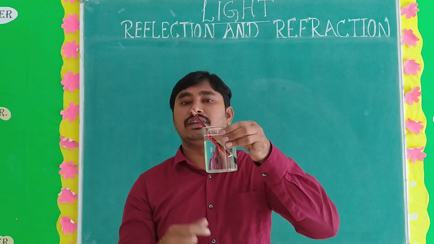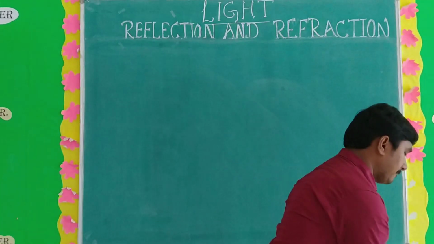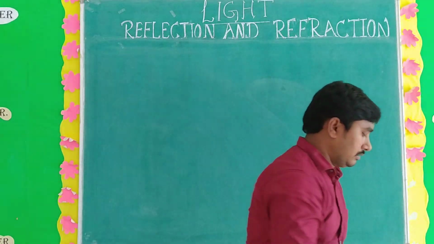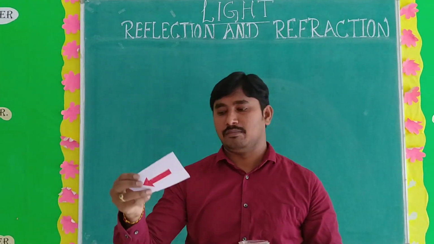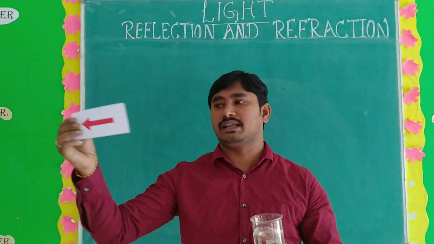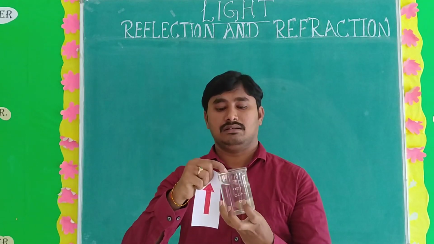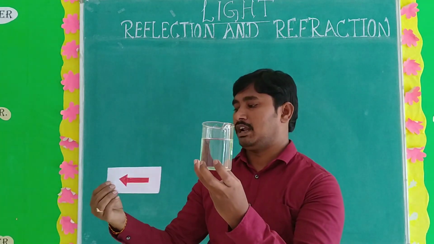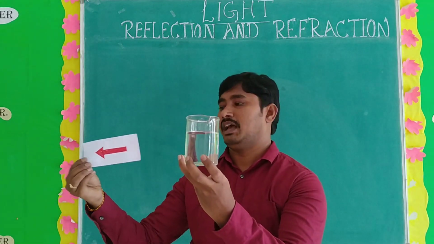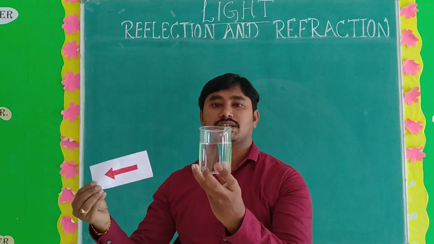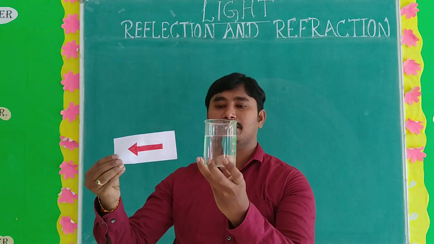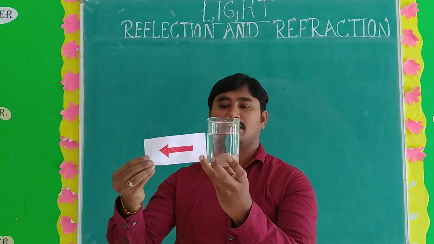And one more important activity. So this is the arrow mark. The arrow mark direction looks like this direction. And take some amount of water here. Okay, actually this is the direction. So once you see the magic, what is the magic here? This arrow mark, I am moving this side, moving to the back side of this.